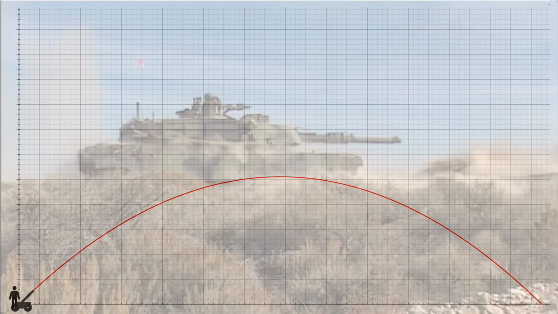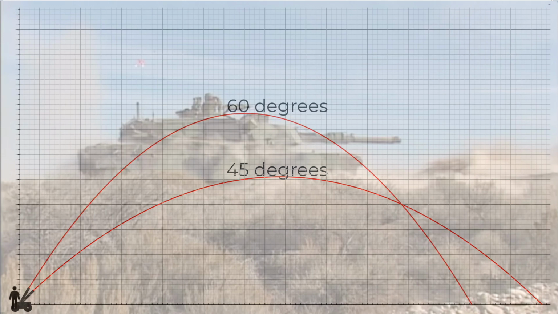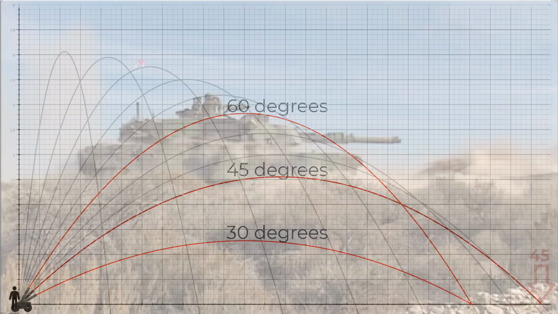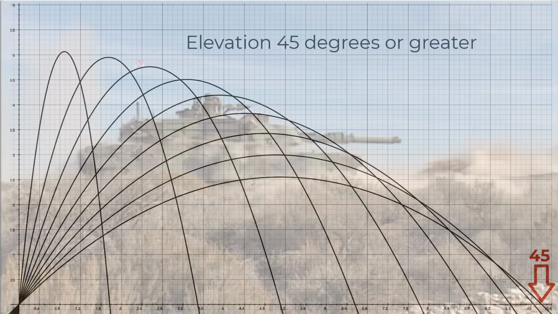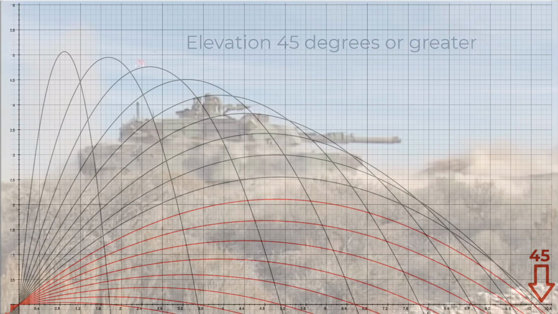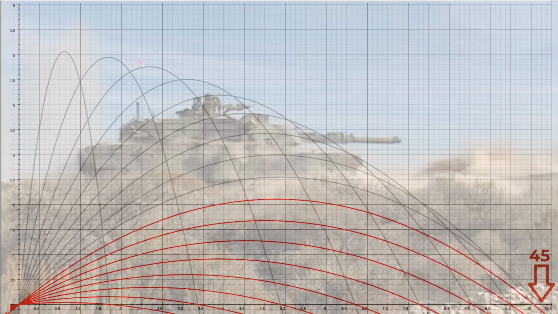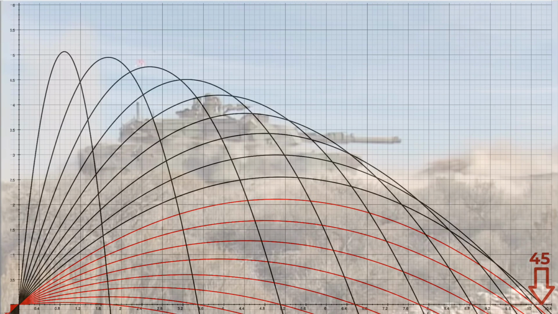Where angles of inclination and declination around 45 degrees are equal, their ranges are equal. In this example, 60 degrees and 30 degrees are both 15 degrees away from 45. If we divide the trajectories into two categories, those 45 degrees and over and those below 45 degrees, we see there is only one way to reach the maximum range and precisely two ways to reach the lesser ranges.